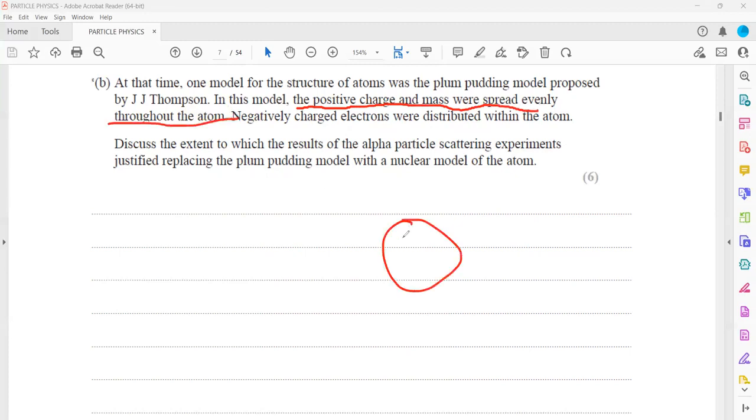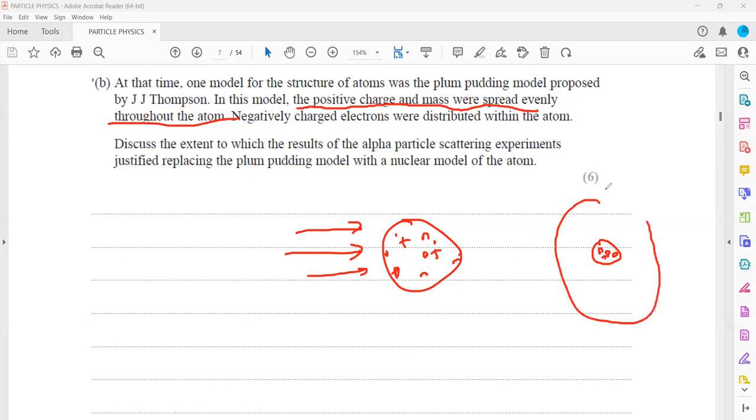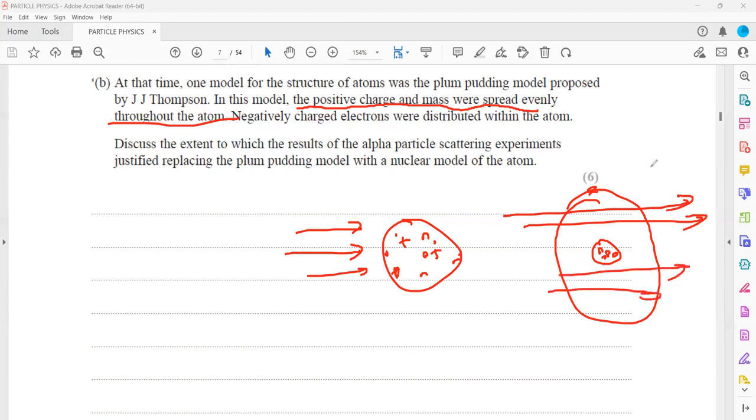If the positive charges and the mass, like the protons and neutrons, were evenly spread, alpha particles would not be able to pass through according to the plum pudding model. But according to the nuclear model, neutrons and protons are inside the nucleus and electrons are revolving, so most of the atom is empty. So the nuclear model is confirmed because most of the alpha particles are able to pass through, so a major portion of the atom is empty. But if the plum pudding model was valid, then alpha particles should not be able to pass through it.